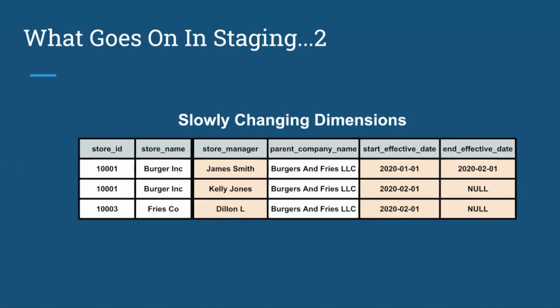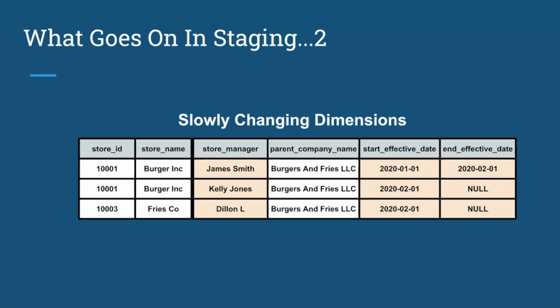Which basically, again, tells you, okay, we're starting management under James Smith in January, and then in February he left, he quit the company, whatever. It was a one month, it was a terrible month. And then Kelly Jones picks it up in February, and then it's null because until there's an end date, there's no reason to fill that. And you can use that as a flag.